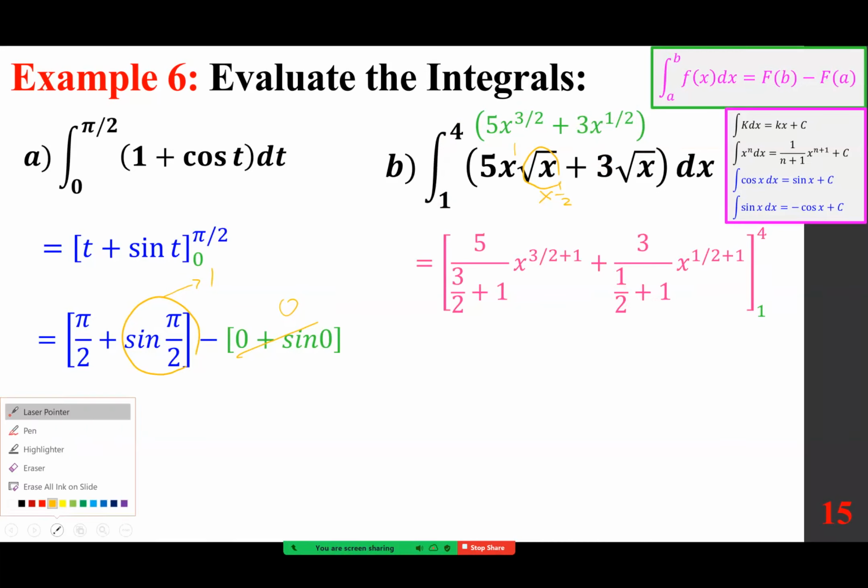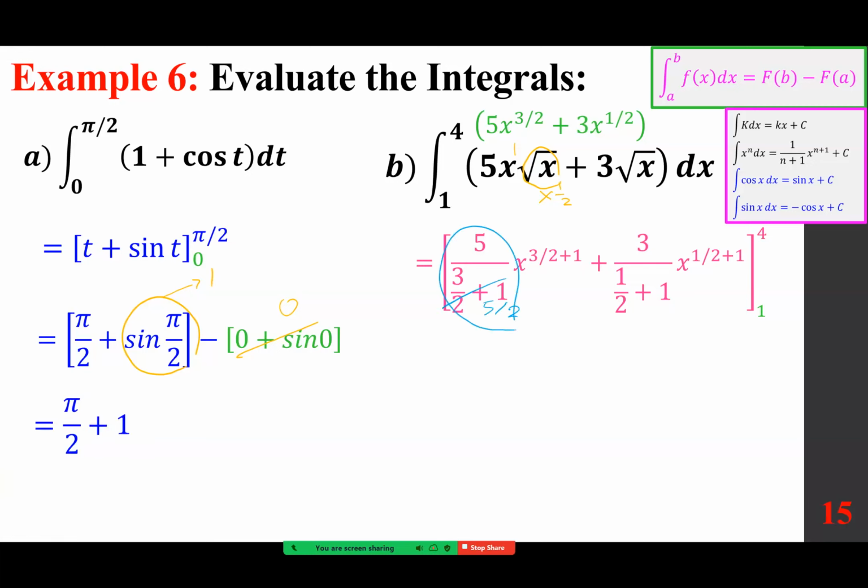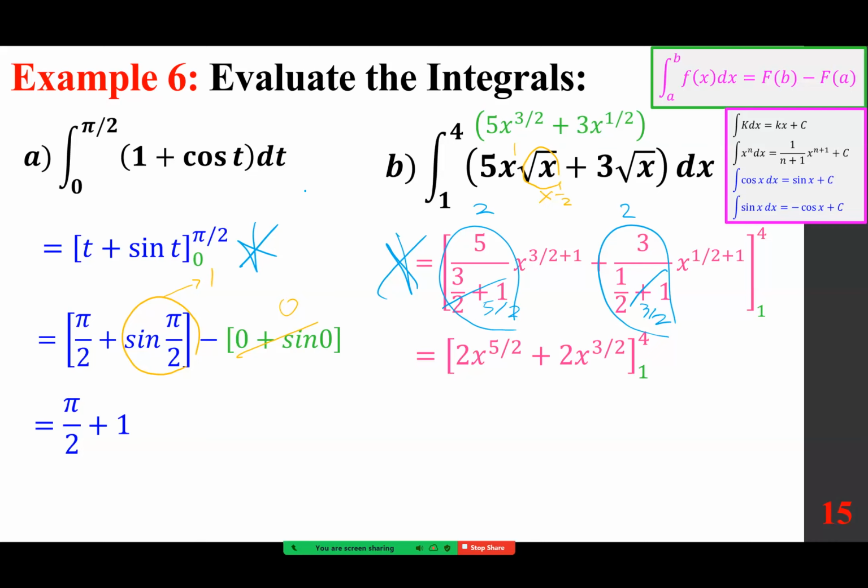Now, this is 5/2. And I hope you see 5 divided by 5/2 is 2. This is 3/2. Same thing, 3 divided by 3/2 is 2. Again, please understand this was the only, I put the asterisk next to it, the only calculus step. Everything else is algebra. We are going to plug in 4, and then we are going to plug in 1.